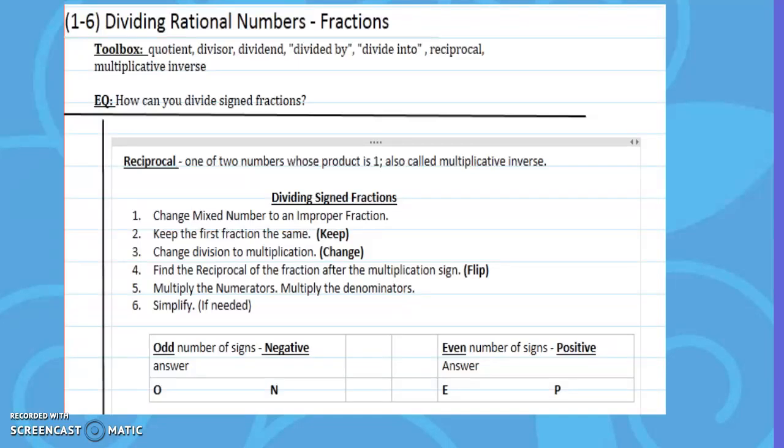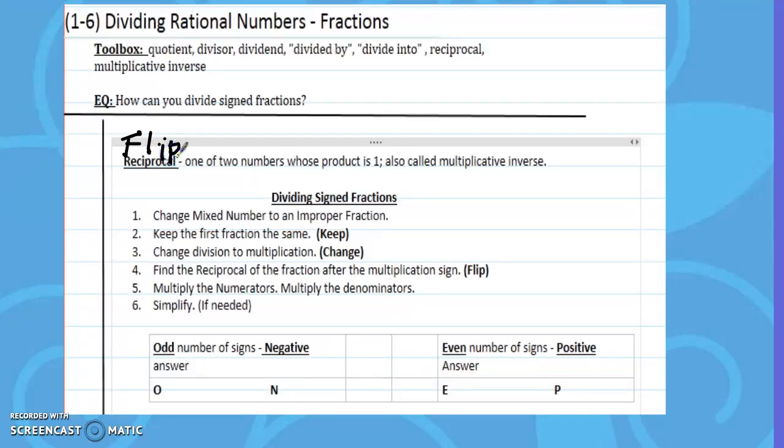Okay, today we're going to talk about dividing rational numbers with fractions. The most popular saying for this is keep it, flip it, and change it. A vocabulary word that you need to know is reciprocal. Reciprocal is just a fancy word for flip. So if you would write the word flip above reciprocal.